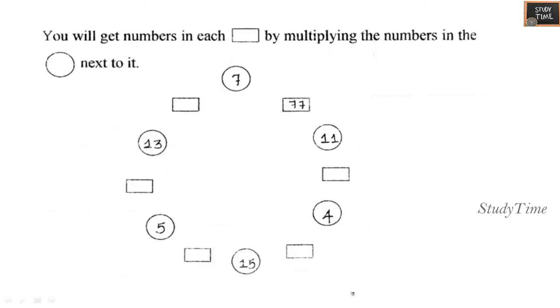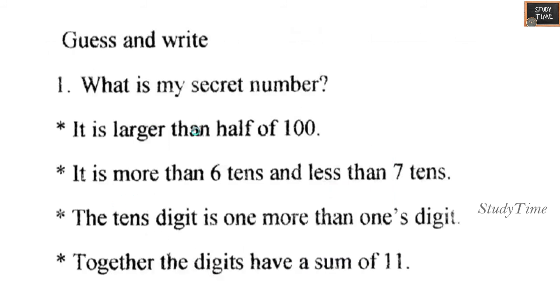Next, you have to write this magic hexagon. So already I have explained. So you have to multiply this and write it here. Here it is 44. Here it is 60. Here it is 75. Here it is 65. Here it is 91. So this is the magic hexagon. You have to multiply the numbers in the circle and write it in the square or the box.